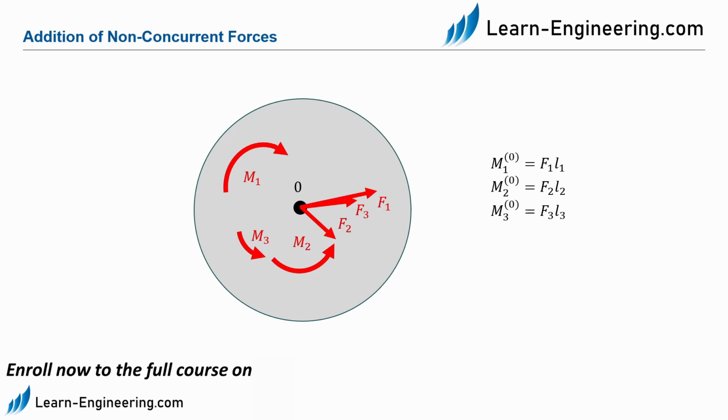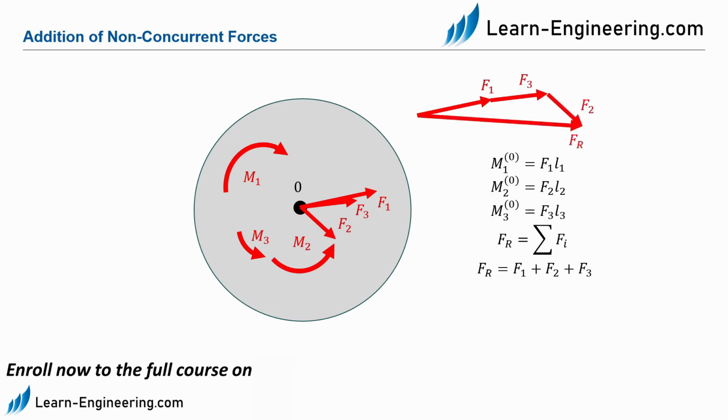As we already know, we can arrange the force polygon in any order. So we can now draw the force F1, followed by the force F3, and finally the force F2. And thus, we have determined the resulting force Fr. Now we have to add the moments.